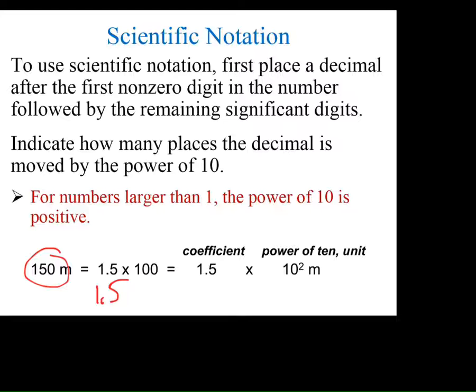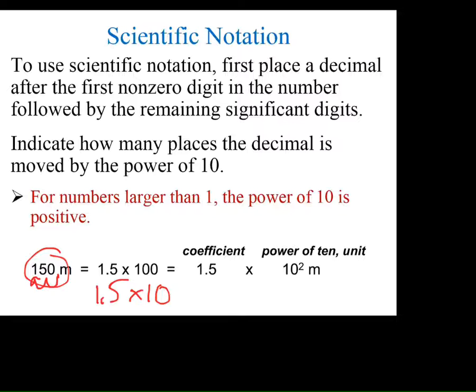So I'm going to put the decimal after the first significant figure, after the 1. Then I want to write that as 10 to the something. 150 is the same as saying 1.5 times 100, and 100 is the same as 10 times 10, which is 10 squared. You can think of it like this: there was a decimal right here. It's not showing, but I had to move it 2 places to get it between the 1 and the 5.